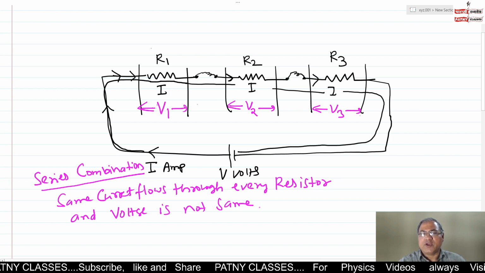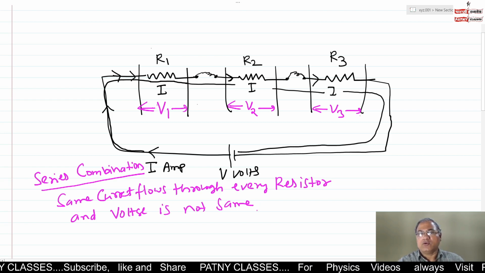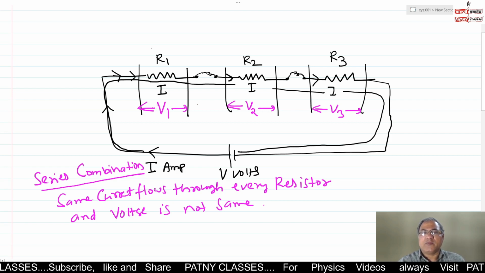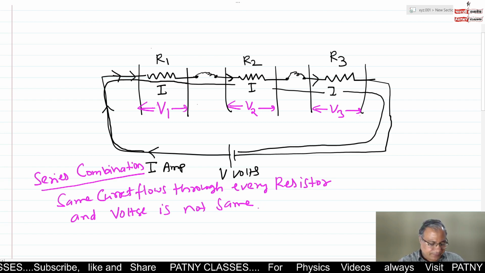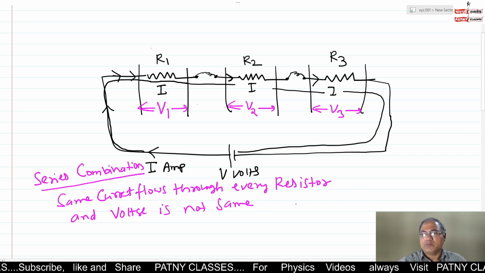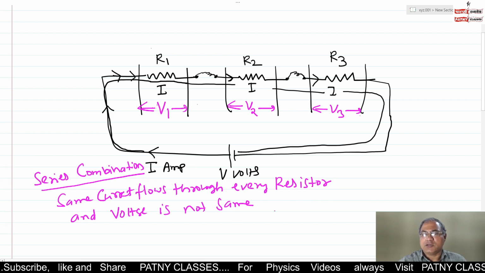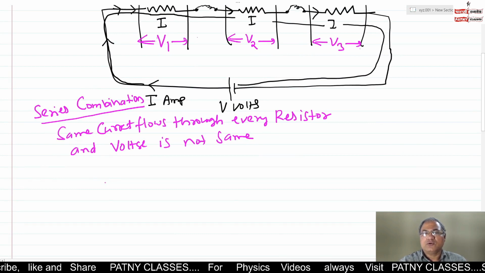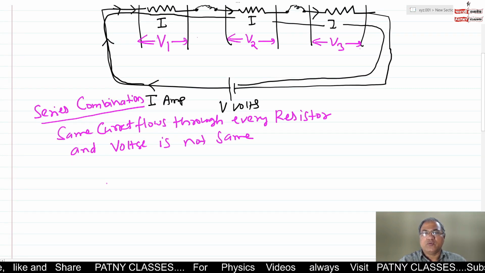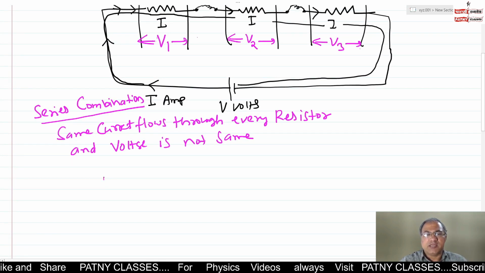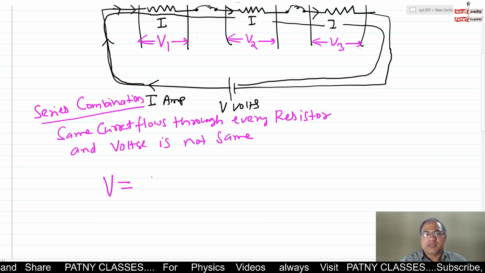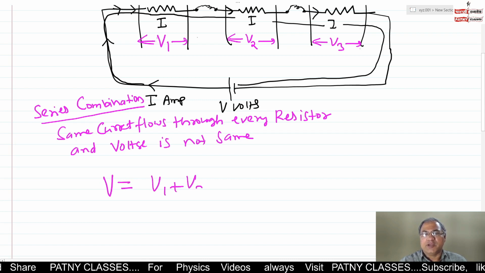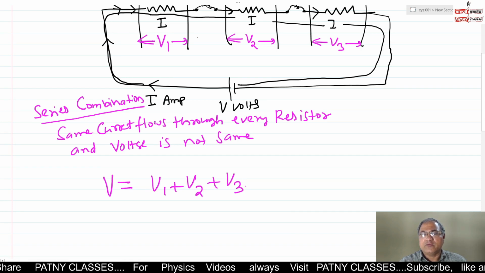It is different from R1 to R2 and R3. It depends upon the value of the resistance. But in series combination, if you wish to correlate V1, V2, V3 with the supply voltage, then supply voltage equals V1 plus V2 plus V3.